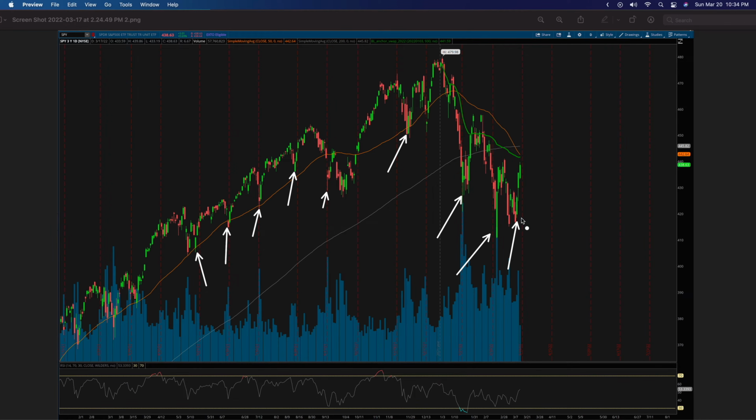It didn't really matter what was going on with the macro events regarding Russia and Ukraine, regarding the Feds raising interest rates, regarding any type of news, because coming into OPEX, the options market has a huge, significant influence on the equities market, and you guys have been able to see this time and time again.